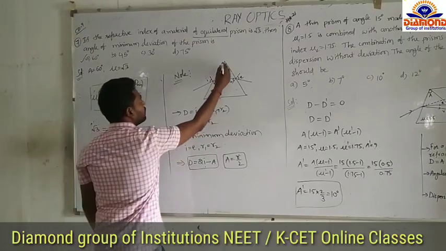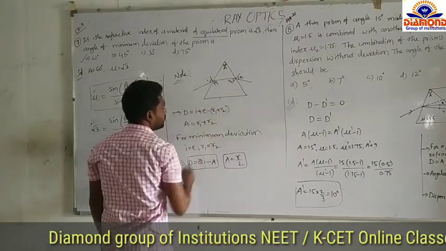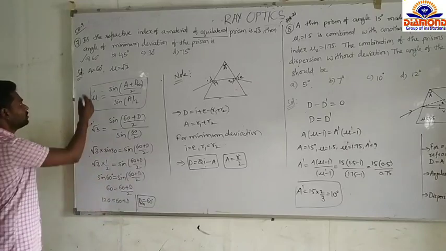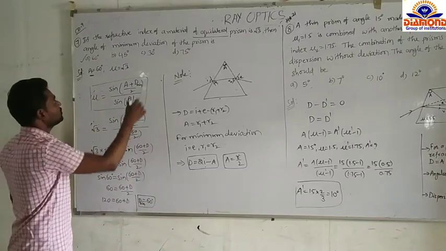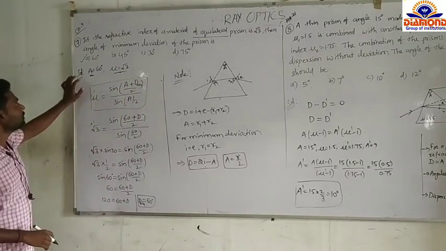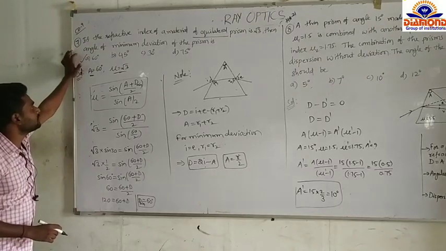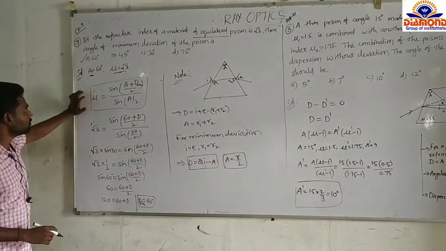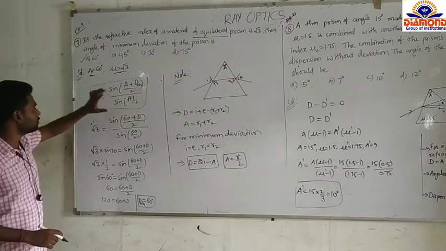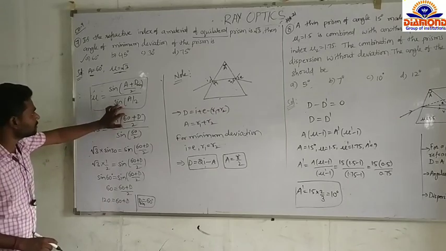Now here the angle of prism, that means this is the prism. The angle of prism is also called the refracting angle. That angle equals 60 degrees. So A equals 60 degrees, and the refractive index they also mentioned, mu equals √3. Now we know that if the prism is in the minimum deviation condition, then the refractive index formula is mu equals sin of (A plus d minimum) by 2 divided by sin of A by 2. Substitute the values of the refractive index and the angle of prism here.